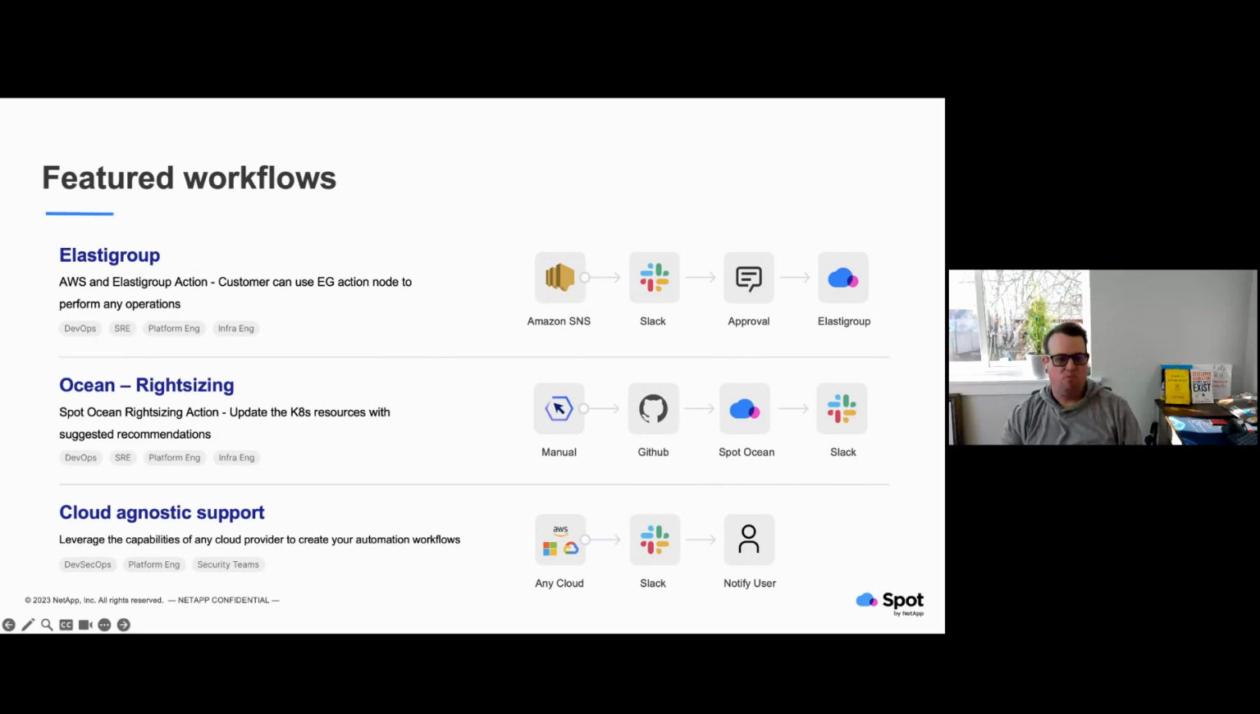Same with when it comes to Elastigroup, which is our virtual machine tool. You can have somebody fire a Slack message, give us approval via Slack, and then tell Elastigroup to go make the infrastructure change. And we're cloud agnostic. We leverage the capabilities of any cloud provider to create your automation workflows.